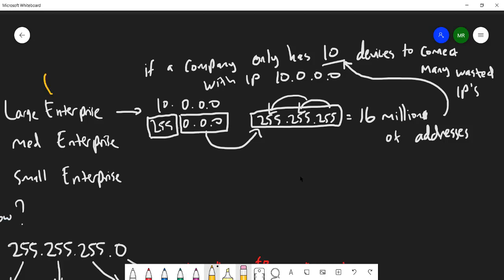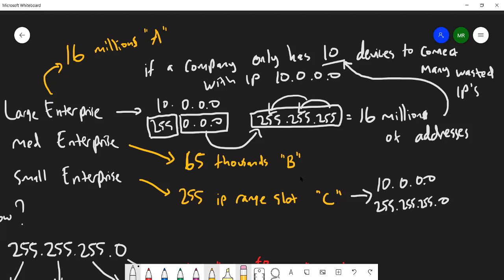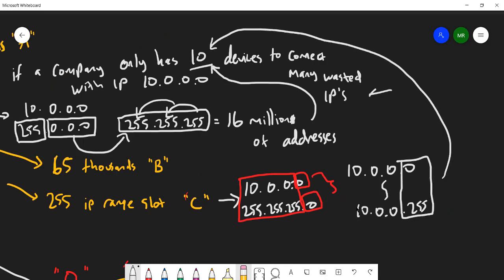So, if a class A total address is 16 million per network, class B is about 65,000-ish, and class C is only 255 IPs. That's the reason we use classless. If we were given 10.0.0.0 IPs of class A to use, but we don't want to waste a lot of IPs, we will use a class C subnet mask. But this still doesn't solve the problem. We have only 10 devices to connect. How do we tighten this up?